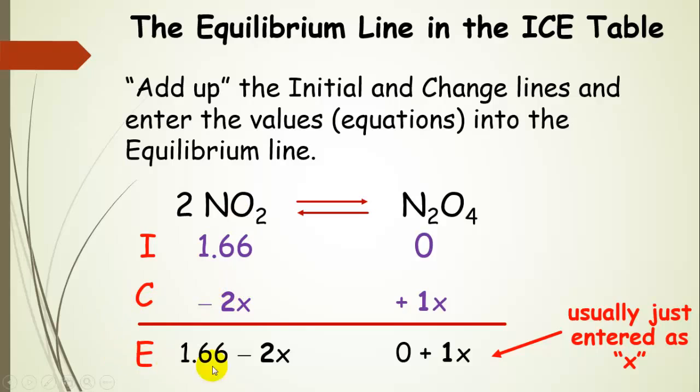Now to get the equilibrium concentrations, we're just going to add up the initial plus the change. So 1.66 is initial minus 2x. So just going to add that up and put it in the equilibrium line. For dinitrogen tetroxide, it's going to be 0 plus 1x. Okay, so I wrote it very explicitly here so you could see what we're doing, but usually we would just write x there.